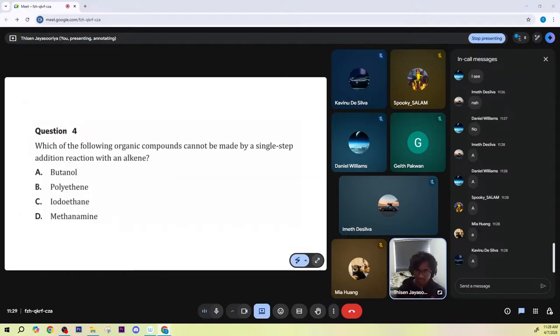haloalkanes and alkanes. Here, which one of the following organic compounds cannot be made by a single step addition reaction with an alkene? So a single step, that means we only need one reaction. Which one of these can't be produced by one reaction? Does anyone have any ideas, any thoughts? What do we think? Who's picking answer option A? Option B? Option C? Option D?